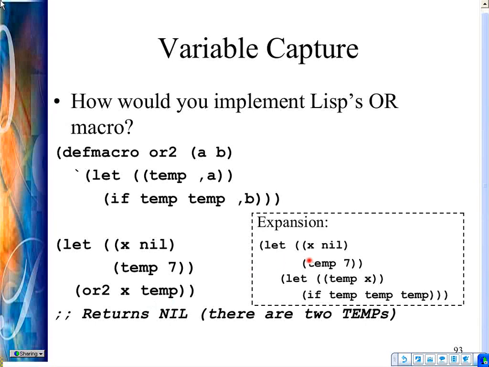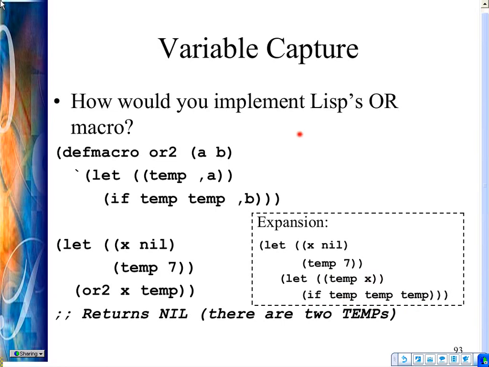Well, here is what the macro expansion is. We let x be nil, temp 7, that's this bit here. And then we go into the expanded macro. And then we let temp be x. That means x is nil, so we're letting temp be x. This overwrites this binding here. So now temp is bound to nil, and it says, well, what's the value of temp? It's nil. And then here's the temp appears again.